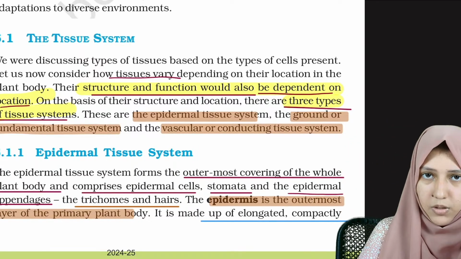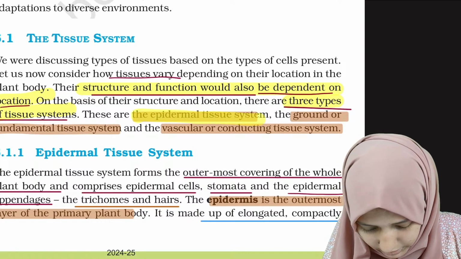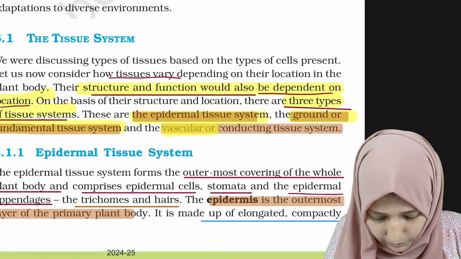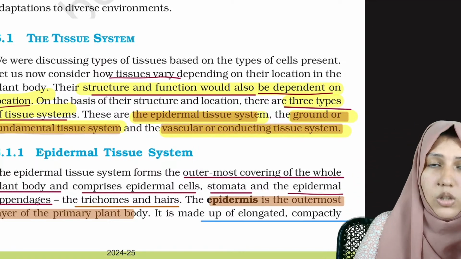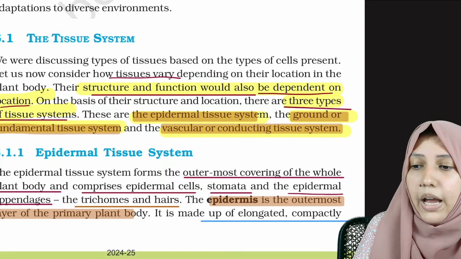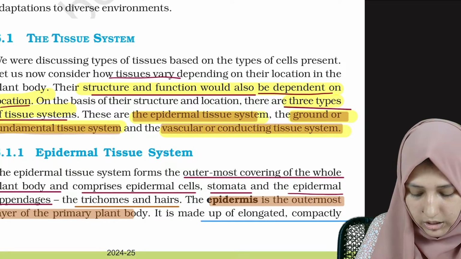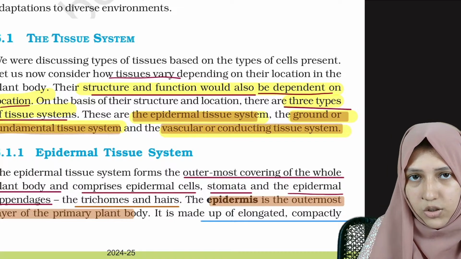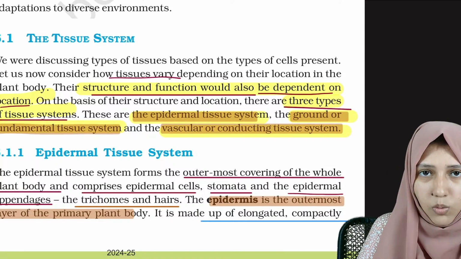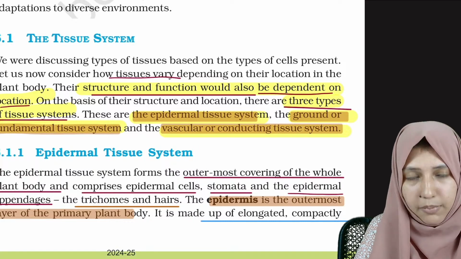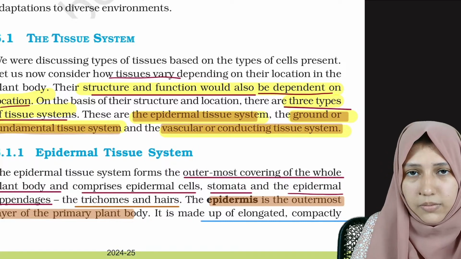There are three types of tissue system: the epidermal tissue system, the ground or fundamental tissue system, and the vascular or conducting tissue system. You just have to remember the basic words, and if they ask by the other name also, you have to answer it. It's epidermal, ground and vascular.